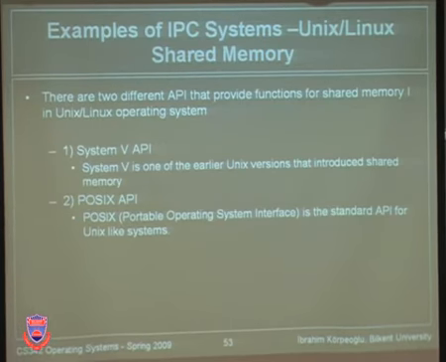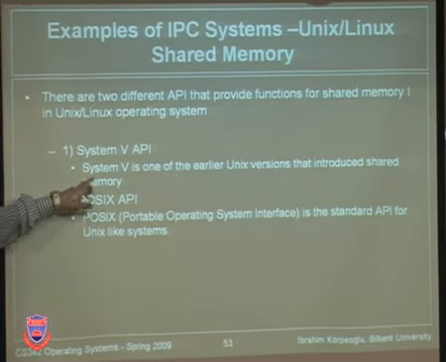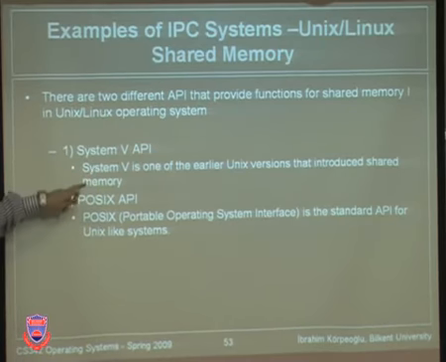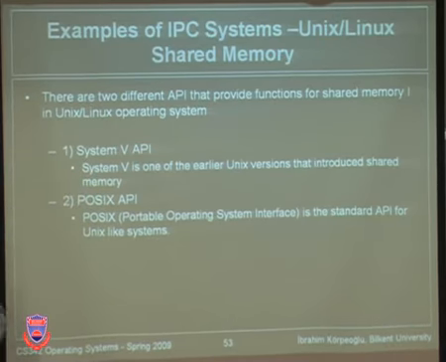So what's System5 API? System5 was actually one of the earlier Unix operating system versions. It was developed by AT&T. It was an earlier version of Unix that introduced the shared memory idea and implemented it in the operating system.